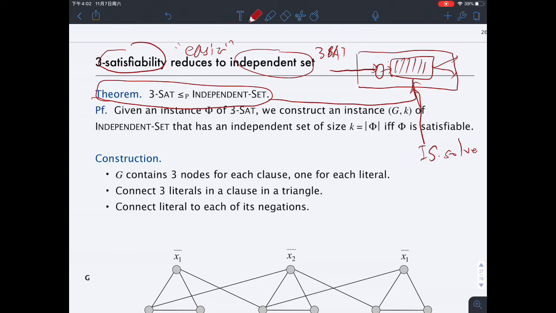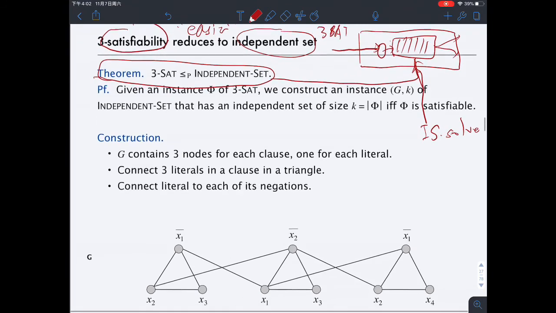In the 3-SAT problem, the decision problem is very simple: just ask yes or no. Yes means that there exists a feasible solution, whereas no means that there doesn't exist any feasible solution for the 3-SAT instance.